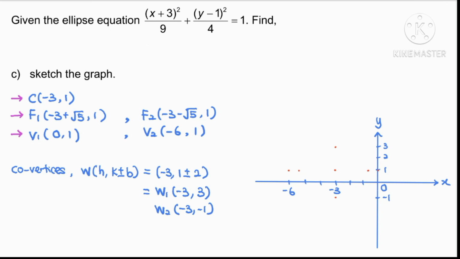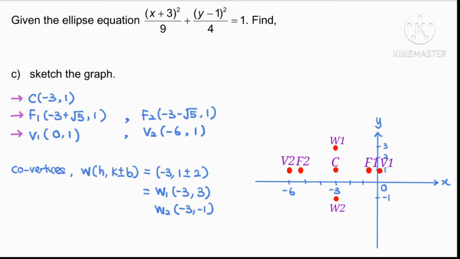Now, let us start to sketch the graph. The graph will begin at the center, (−3, 1), labeled with C. Here are the coordinates of the two foci of the ellipse, labeled F1 and F2. Here are the coordinates of the two vertices of the ellipse, labeled V1 and V2. And we have the last one. Here are the coordinates of the two co-vertices, labeled W1 and W2.